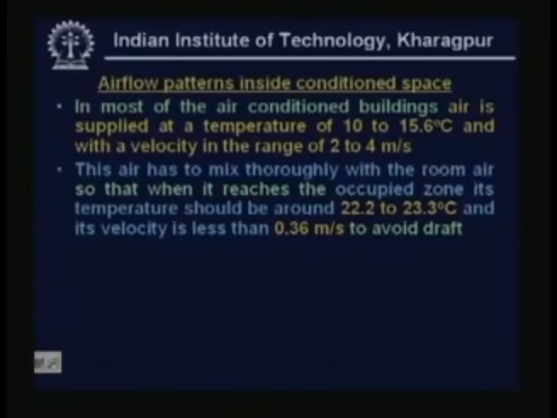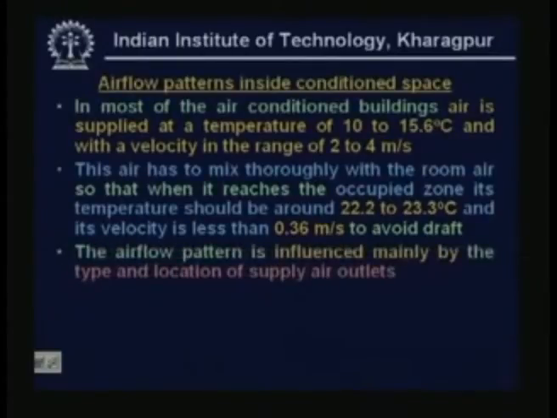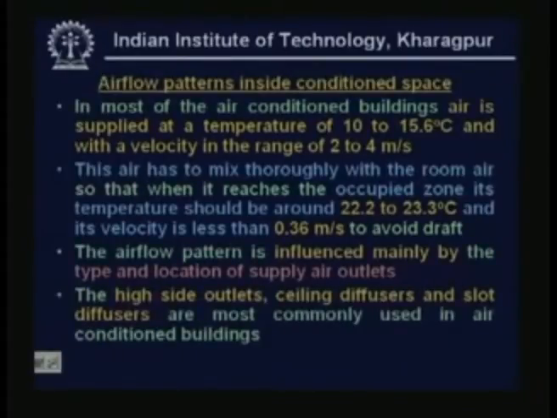So this air has to mix thoroughly with the room air, so that when it reaches the occupied zone, its temperature is around 22 to 23 degrees centigrade and its velocity is less than 0.36 meters per second to avoid draft. This is very important. The airflow pattern is influenced mainly by the type and location of supply air outlets. High side outlets, ceiling diffusers and slot diffusers are most commonly used in air conditioned buildings. I have described these outlets, and in general, compared to supply air outlets, the effect of return air inlets is not so significant on air distribution inside the conditioned space. The supply air outlet is very important.